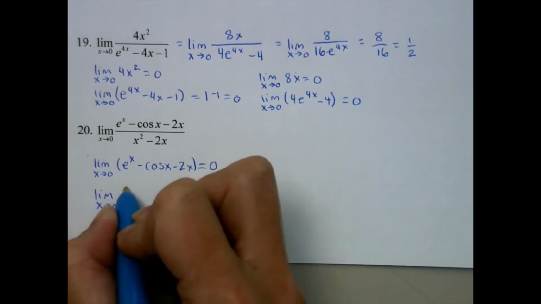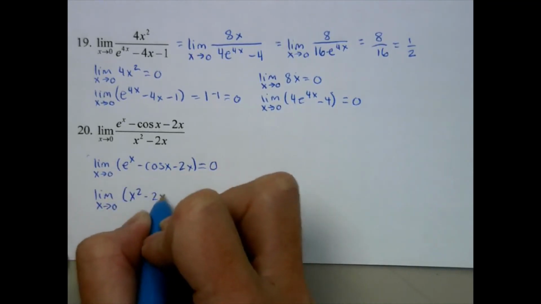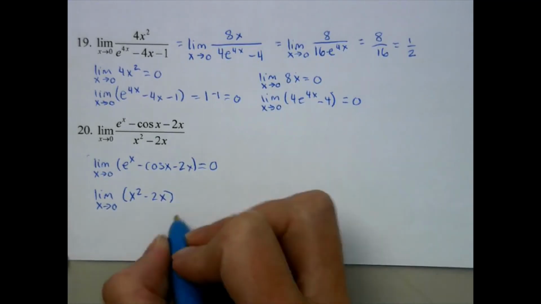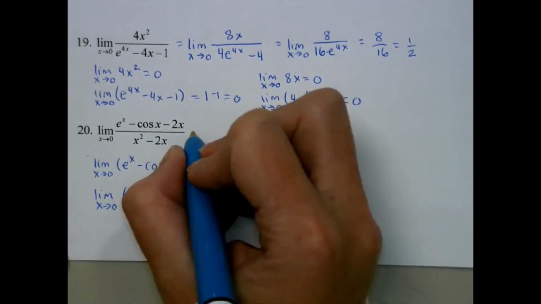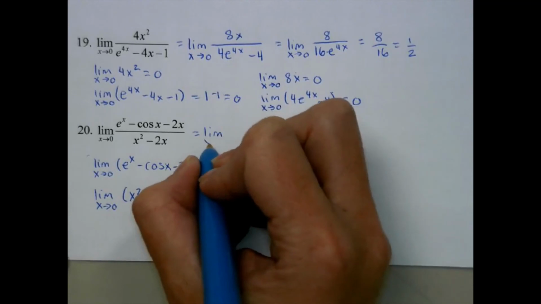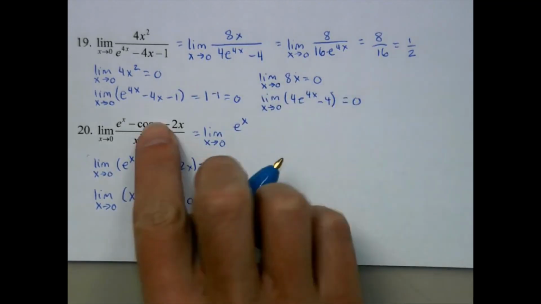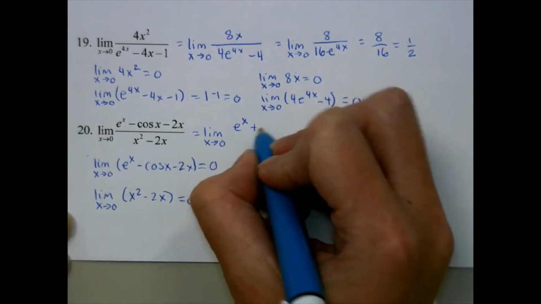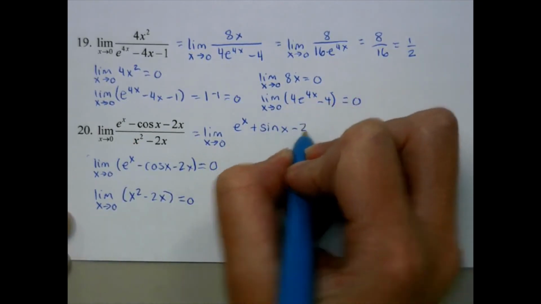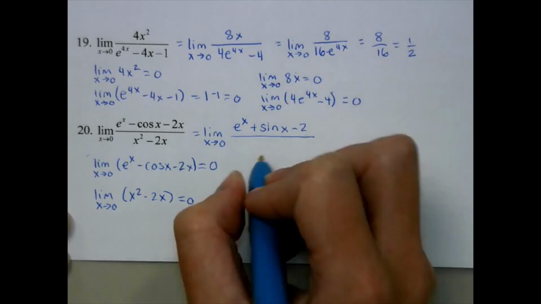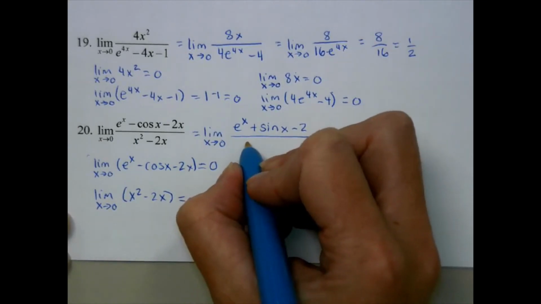So we're going to take the derivative. So we'll have e to the x. Derivative of cosine is negative sine, so this will be plus sine x minus 2 over 2x minus 2. Okay, now if I plug in 0, we're going to be fine.